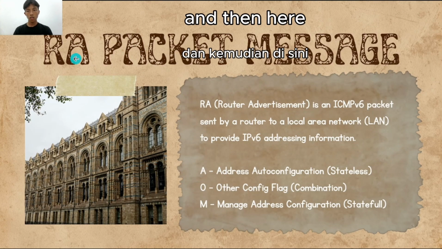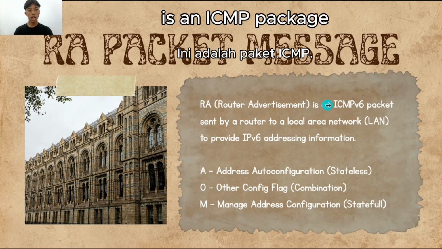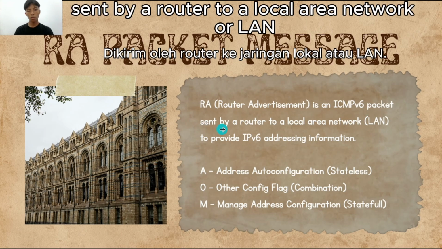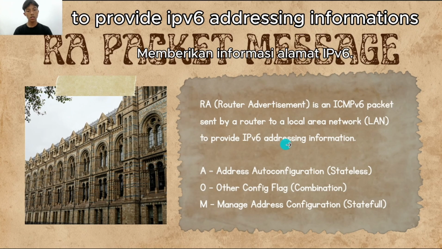And then here is the RA packet message. RA, or Router Advertisement, is an ICMP packet sent by a router to a local area network, or LAN, to provide IPv6 addressing information.